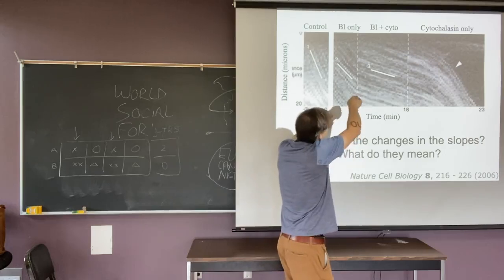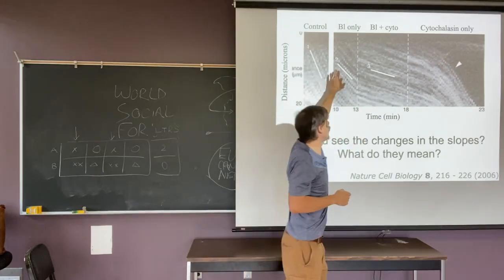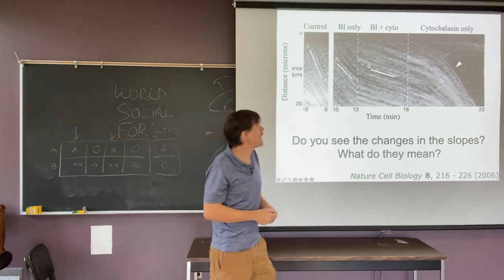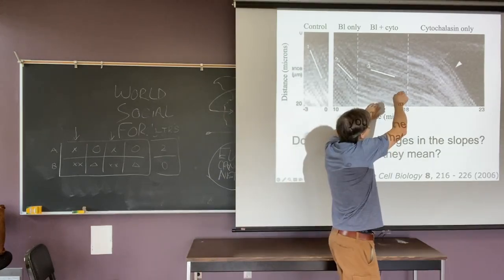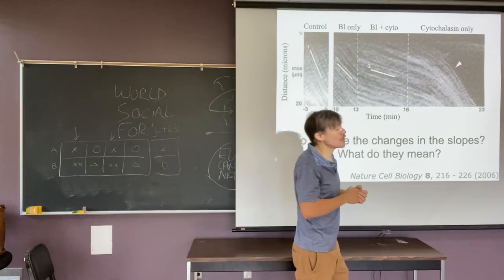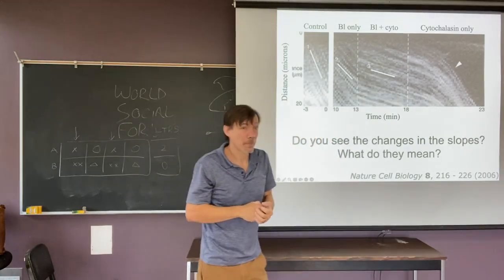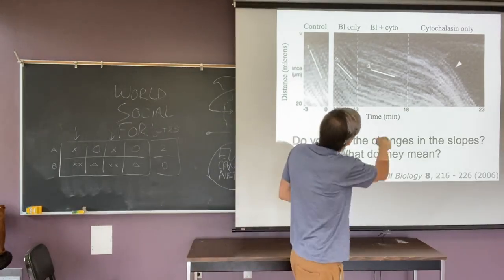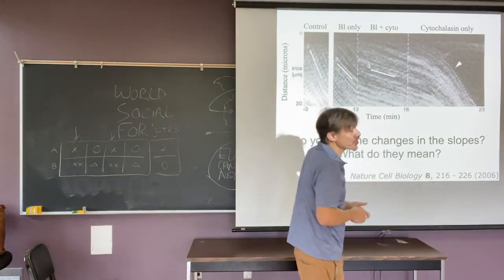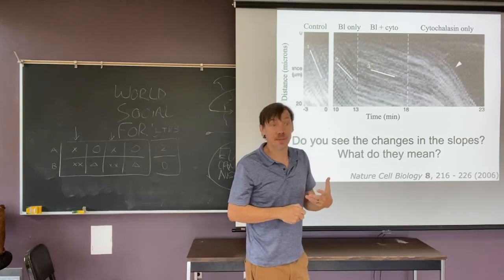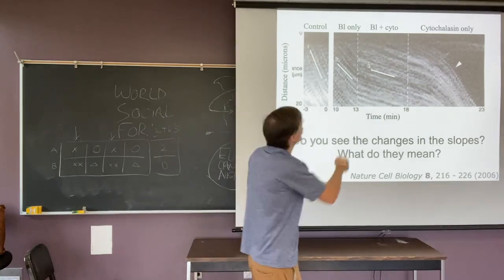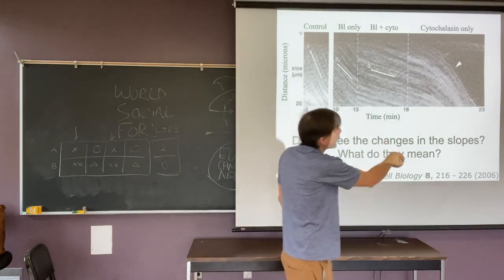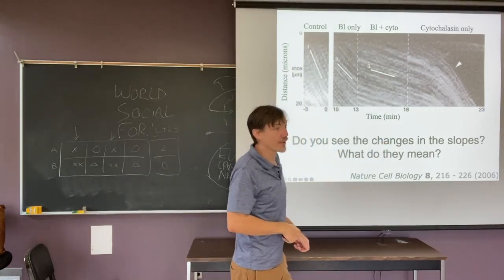And then when blebbistatin is added, what does the change of angle mean? It's slower. It's slowing down. And then when cytochalasin is added in addition to blebbistatin, what happens? It slows down even more. And then when the blebbistatin is washed out and there's just cytochalasin, what's happening to the slope of the line here?